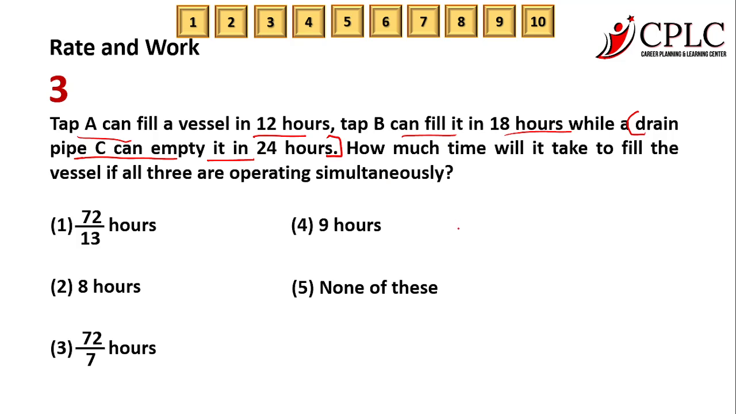That's the only new thing that you need to remember. Rest all will remain the same. So A can do it in 12 hours, B can do it in 18 hours, C can empty it in 24 hours. So minus we have to take. Capacity of the vessel should be combined to all three of them, that is LCM of all three of them, common of all three of them. So 12, 18, 24 ka LCM is 72.